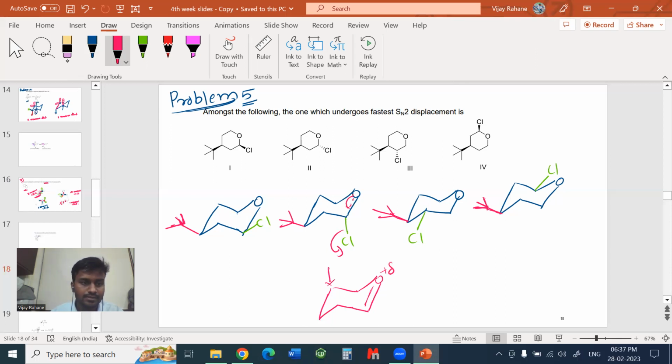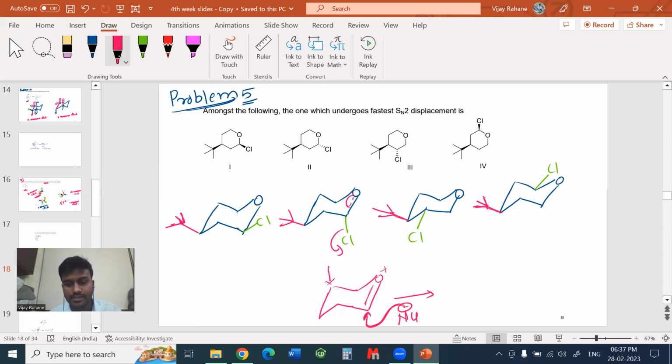Right, not delta, it's completely positive charge, and then it gets converted by the attack of nucleophile to the product. This nucleophile then attacks here, and then this positive charge will vanish. So option 2 is the correct option.